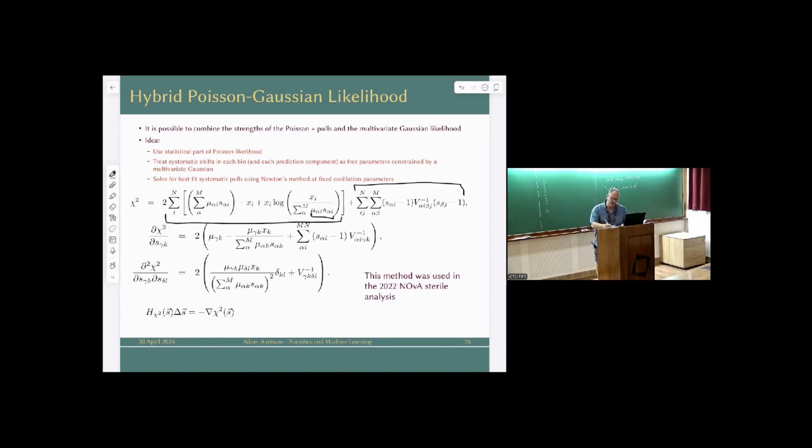But one nice thing is that you can actually analytically write down what the gradient as a function of all of those new pulls is, and what the Hessian matrix as a function of all those pulls is. And so once you have that, you can use Newton's method to quickly optimize all the systematic pulls for a given set of physics parameters. So you basically fix your physics parameters, solve Newton's method iteratively, and then use MINUIT to optimize your physics parameters. And this was used in the 2022 NOvA sterile analysis.